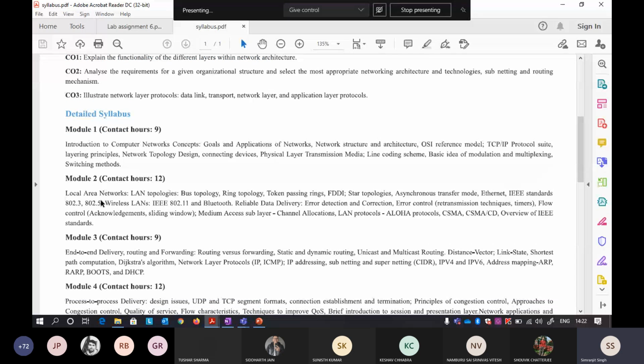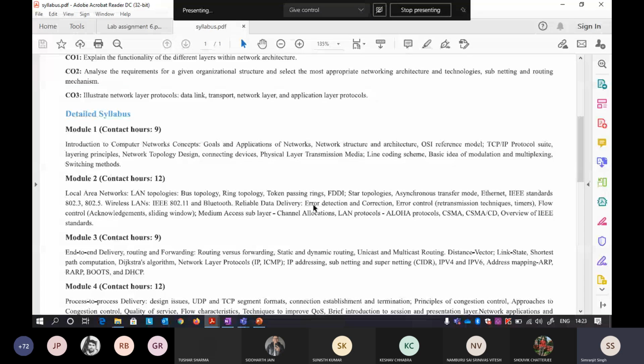Another one is LAN topology. The topologies written here are ring topology, token passing rings we have done, FDDI, and what we haven't done is asynchronous transfer mode and Ethernet. These are just typical standards, a theory topic. I'll discuss all the standards in one day. There are no problems, it's very easy.